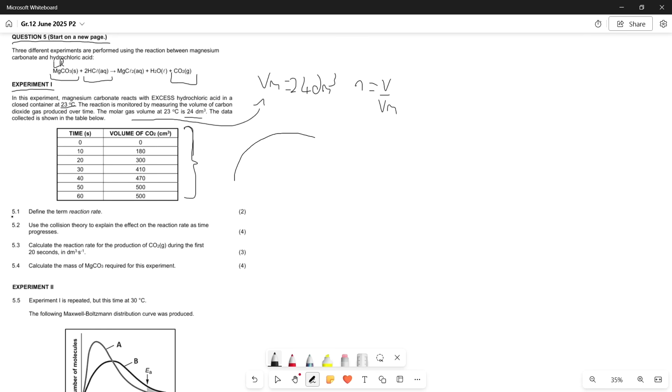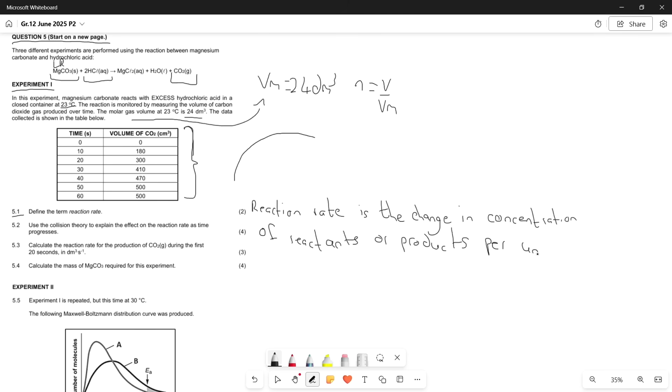So 5.1 over here says define the term reaction rate. So this is a definition on our definition sheet, and it is: reaction rate is the change in concentration of reactants or products per unit time. So this just earned us 2 marks over here. This is an all or nothing question, which means we either get it entirely right or not at all.